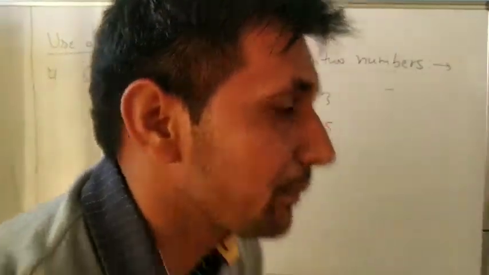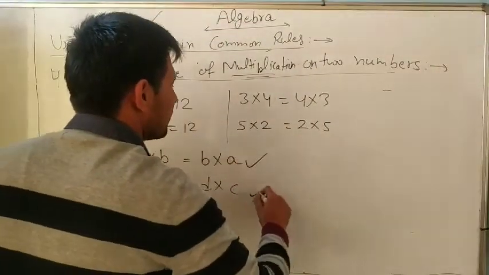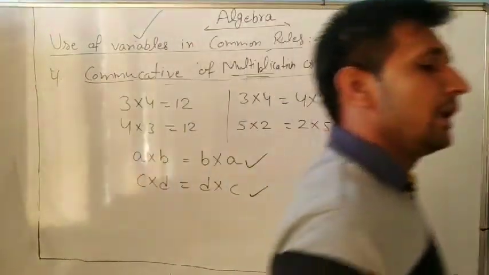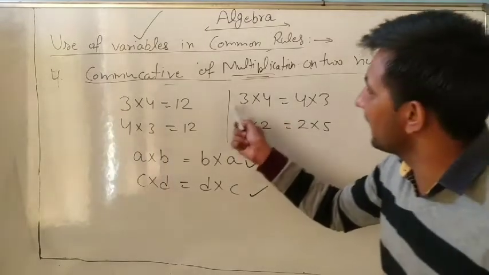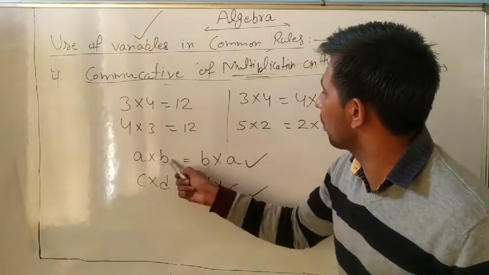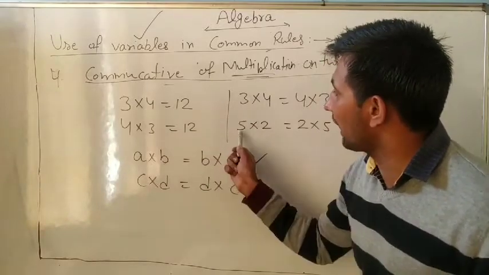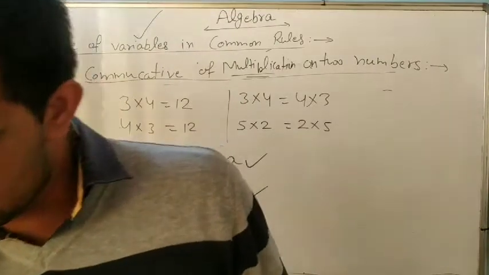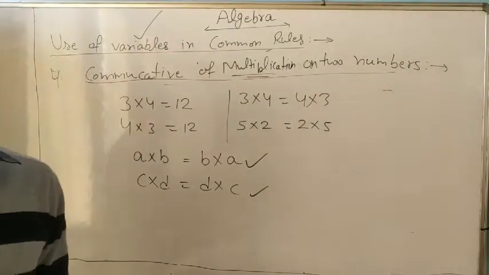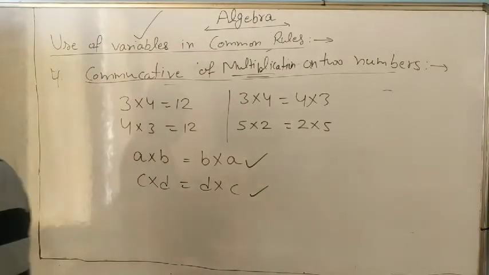Here in this chapter, variable is important. Do you understand what a variable is? Variable means the value is not fixed. Maybe A is 3, B is 4. Maybe A is 5, B is 2. Any number. The value is not fixed. Understand?